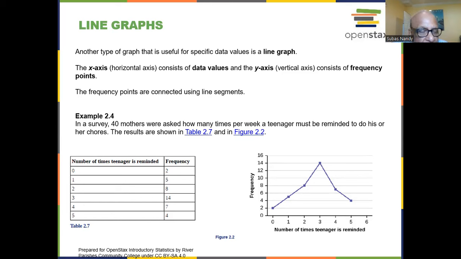The first column of data, number of times a teenager is reminded, starts from 0 up until 5. That is 6 data points actually: 0, 1, 2, 3, 4, 5. So you have X values and corresponding Y values, and you plot them as ordered pairs of X, Y. X is the number of times a teenager is reminded, and frequency is Y, a paired data point. It's called a line graph.